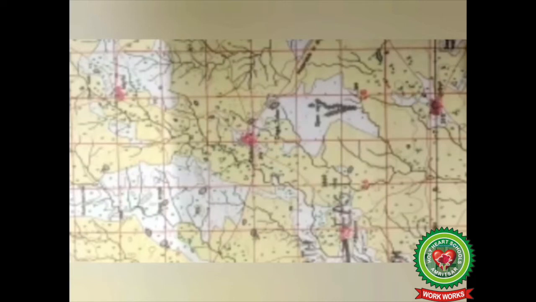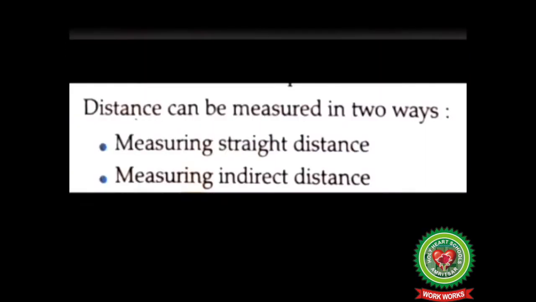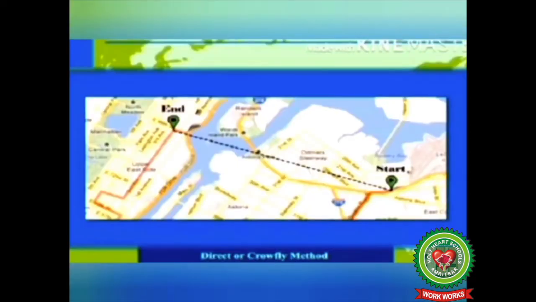This scale of the map is very useful in finding out the distance between any two places on the topographical maps. Now children, distance can be measured on the topographical maps in two ways. First is measuring the straight distance or the crow fly distance. Second is measuring the indirect distance. Children, the first distance, that is the straight distance or the direct distance or the crow fly distance, is the straight distance between the two places on the topographical map and is measured directly by using a scale.